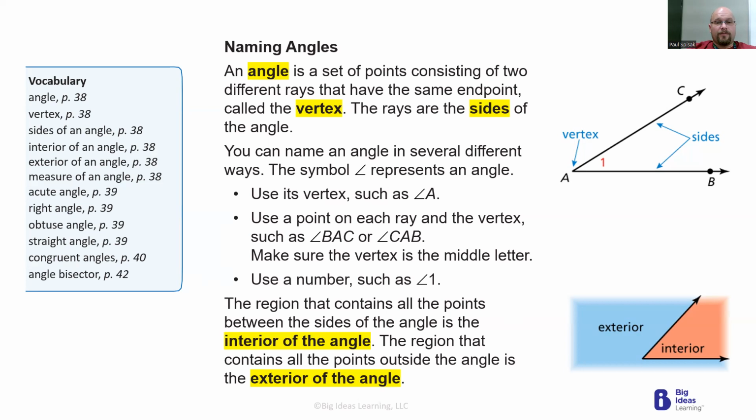All right, now for every angle, there's also an interior and exterior. So all of the points that are between the two rays are the interior. All the points on the outside of the two rays are considered the exterior of the angle.